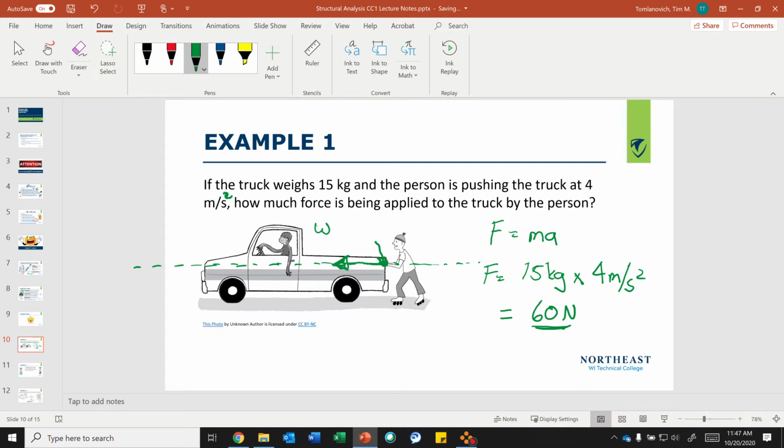So he's pushing this truck to the west with 60 newtons of force. So there are the 4 components: sense, line of action, point of application, and magnitude. So force equals mass times acceleration.